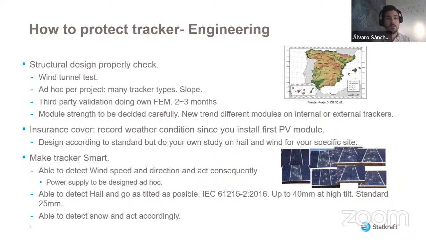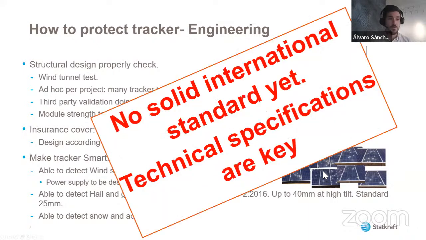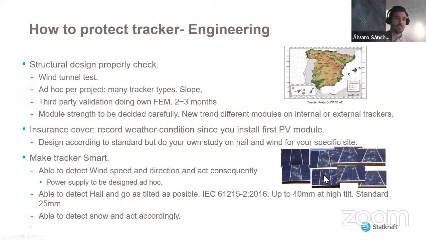But the tracker needs to be able to understand that you have hail and needs to go to that position. And according to the standard, the module can support 25 millimeters without any problem. But this is the picture that it was shown on the latest IC, and you can see the big damage that you have on the modules. It's true that this project is a fixed tilt, so anyway, the fixed tilt cannot do anything.